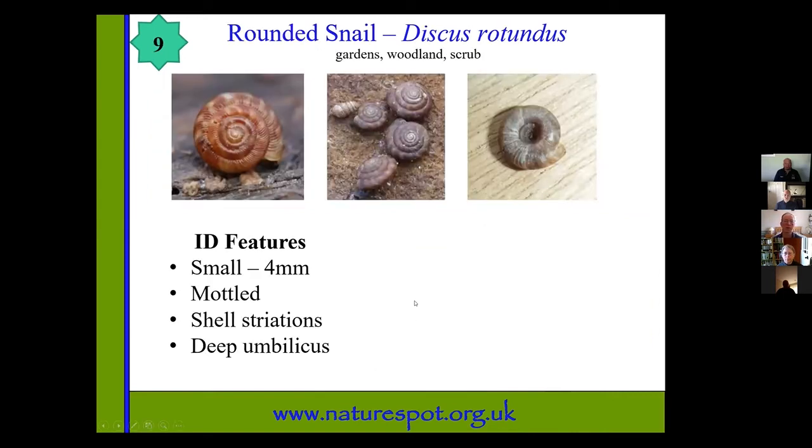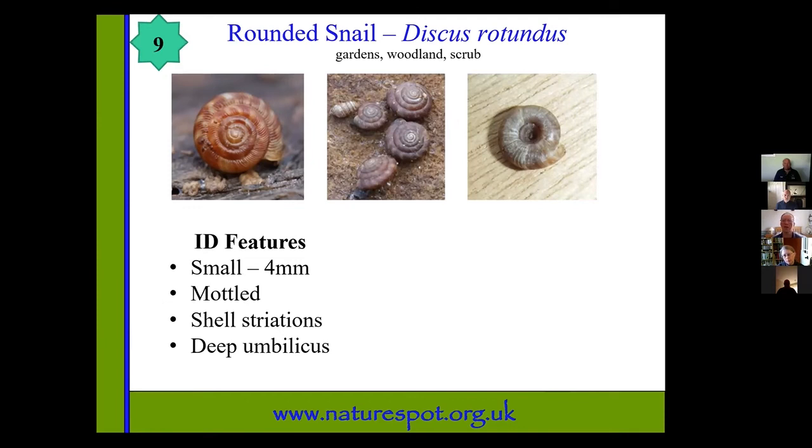Number nine is one of the easiest snails to recognize because it has this mottling on it, which is unique. The only trouble is it's quite small. It's only about 4 millimeters long. And if you find it in your garden, there's a good chance it's covered in mud, and so the mottling isn't so obvious.